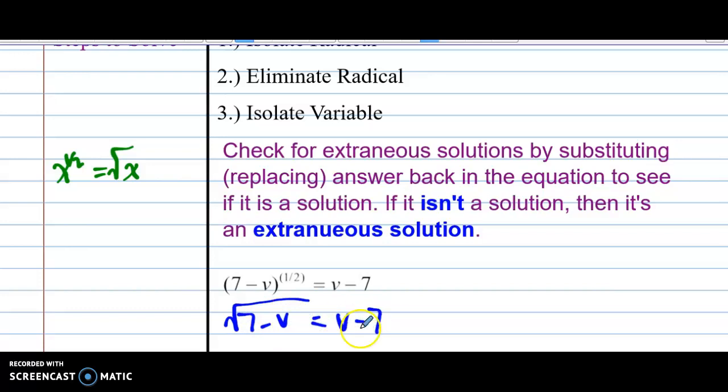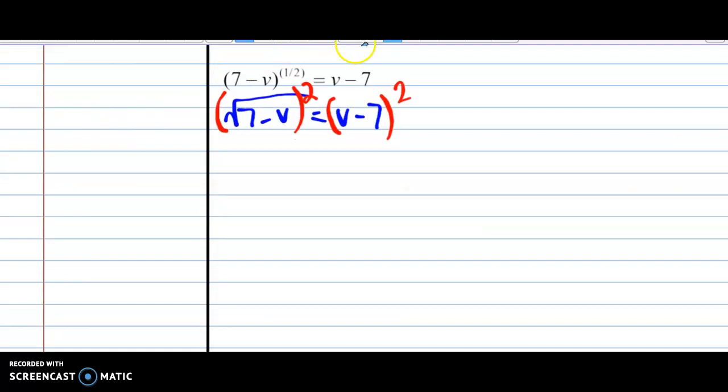Our step number 1 was to isolate the radical, and right now the radical has been isolated. Now we are going to eliminate the radical. What do we do to eliminate our radical? Since we have a square root, or to the 1/2, we square both sides. Remember the parentheses around v minus 7, because this whole thing is being squared. Once I square that, we have 7 minus v is equal to (v minus 7) squared.